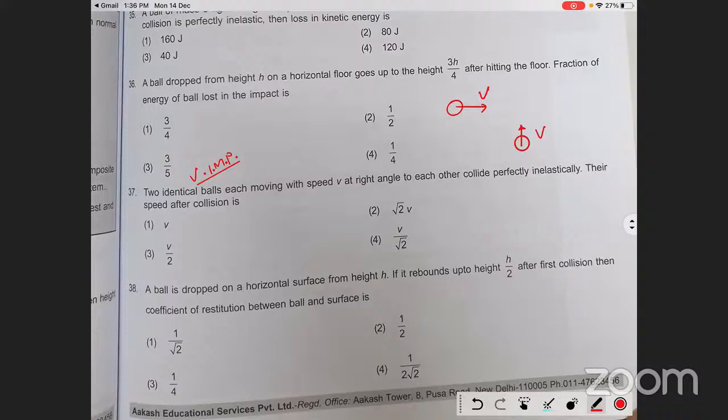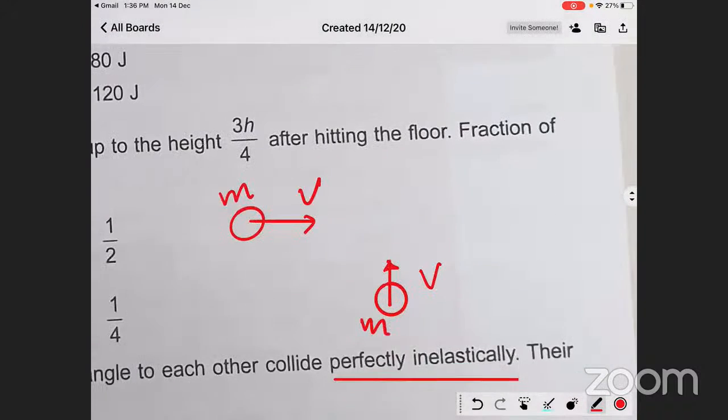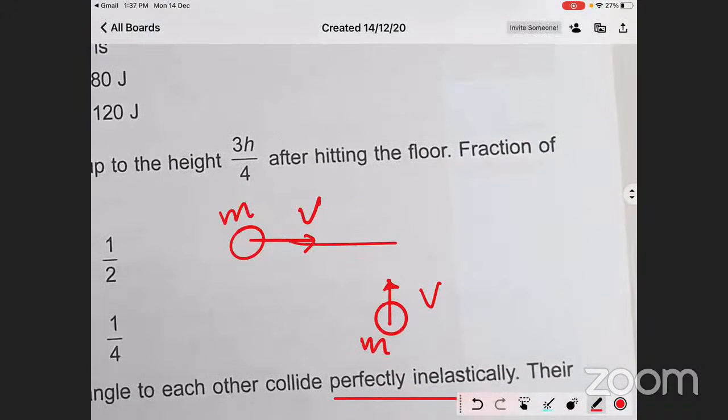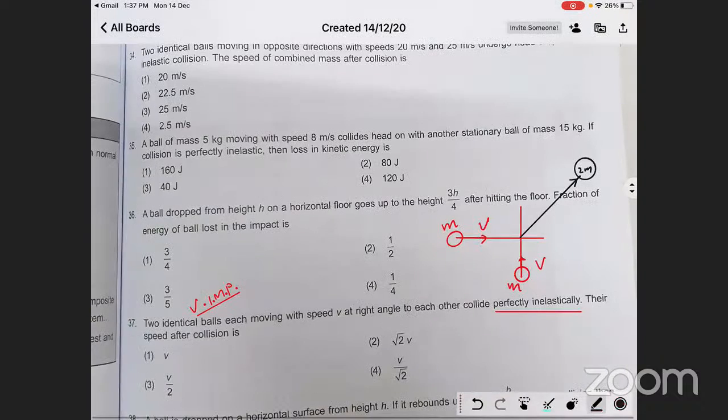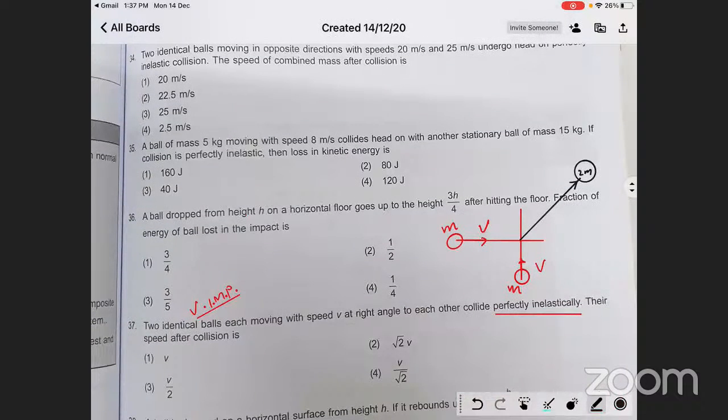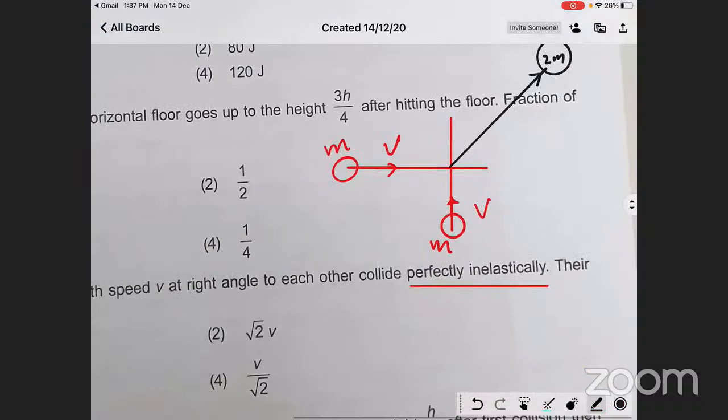Two identical balls, each moving with speed v at right angle to each other. They collide perfectly inelastically. Means two identical balls. Suppose its mass is m. This mass is also m. So after collision, what will happen? They will become a single body of mass 2m. Could you understand that? Where will it move, and what will be its speed after collision? So at what angle will it move?